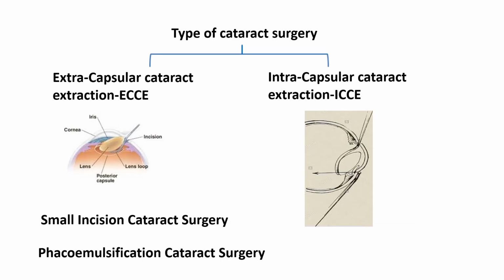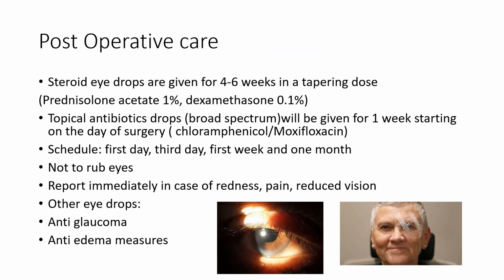Right? The next question that will be asked: what are the types of cataract surgery? It could be an intracapsular or an extracapsular cataract extraction. Intracapsular is where the lens along with the whole bag is removed, whereas in extracapsular, only the posterior capsule is left behind and only the nucleus is removed. Small incision cataract surgery and phacoemulsification cataract surgery are part of the types of extracapsular cataract extraction.